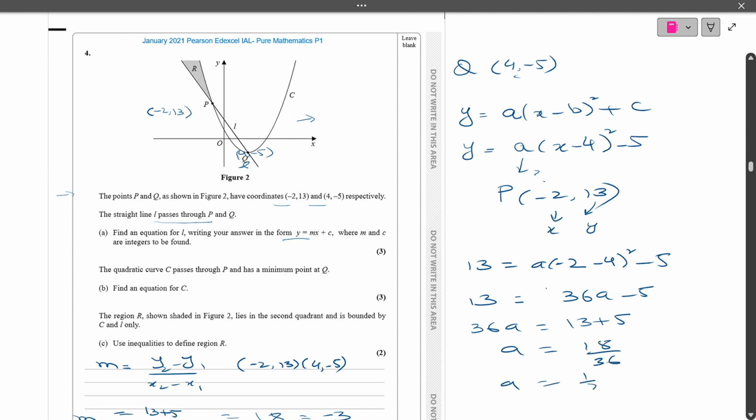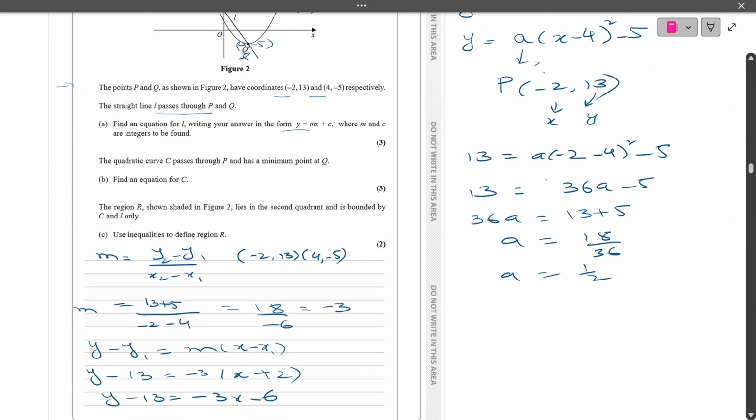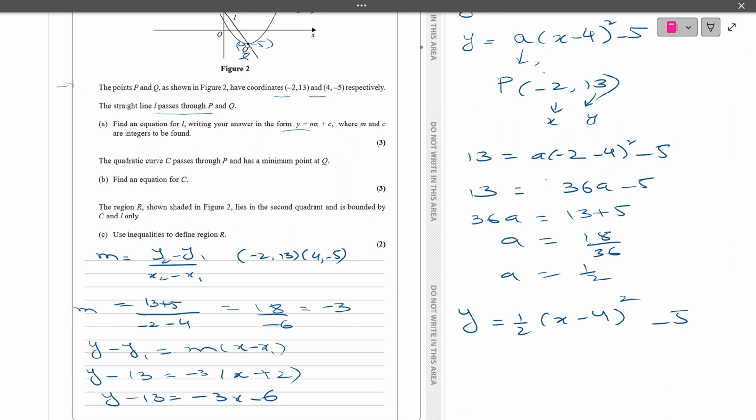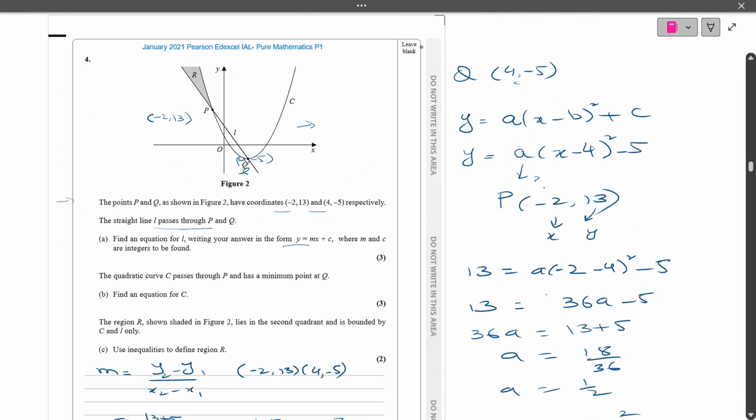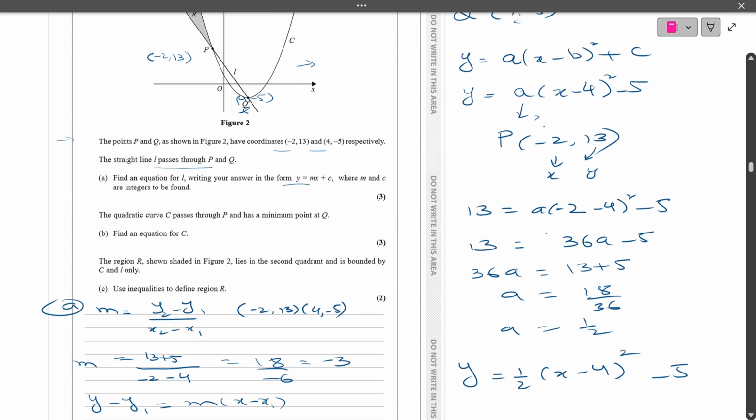So the quadratic equation in this case will be y equals 1 over 2 times x minus 4 whole squared minus 5. You can expand this bracket and simplify it as you wish. I'm leaving it here. Okay, next part. This is the B part of the question, and that was A. Now it's time to move on to the C part.